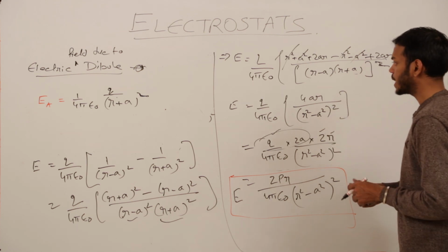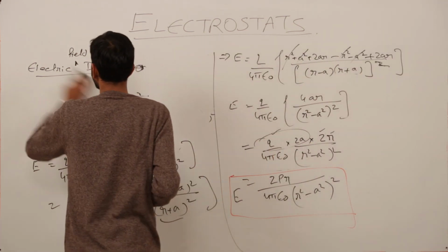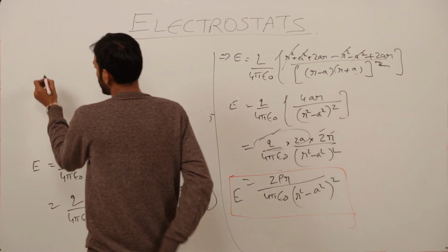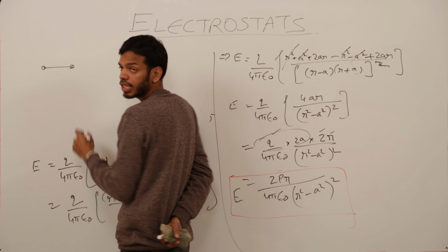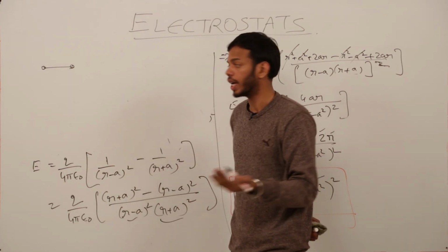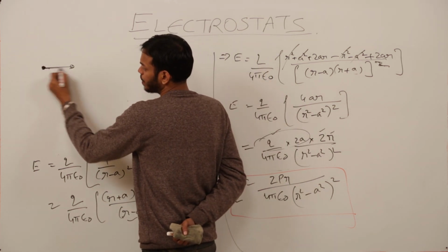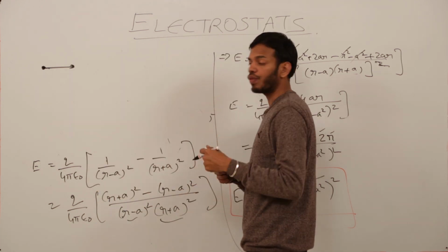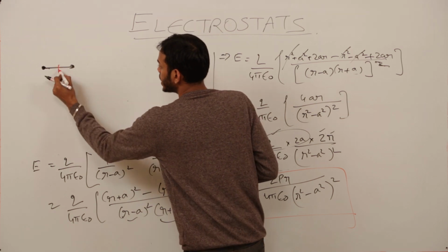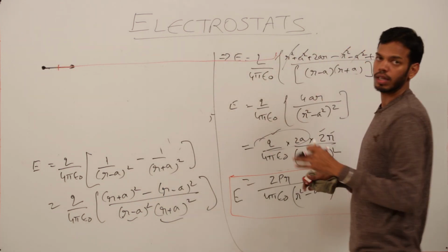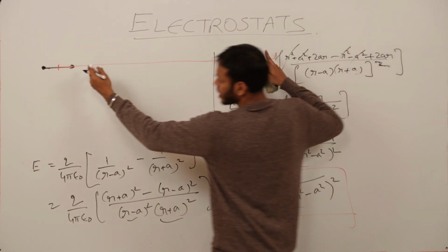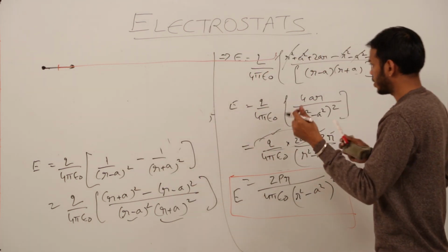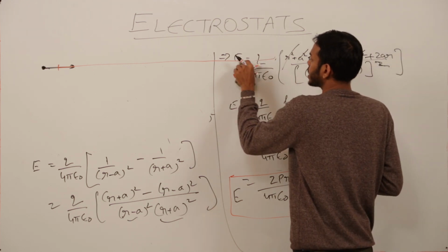But we'll do a special case. That was our answer. The special case is, suppose our dipole is this much small, because dipoles are supposed to be small, right? Two equal and opposite charges separated by a very small distance. What if the distance at which I have to find the electric field for this dipole is this much long? Then this distance is very large as compared to this distance. So this is what our special case is.